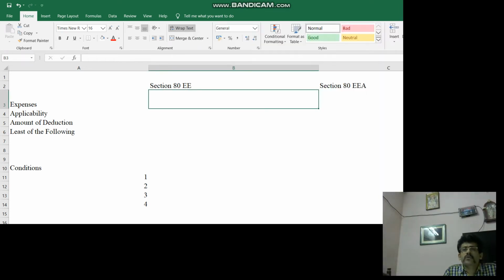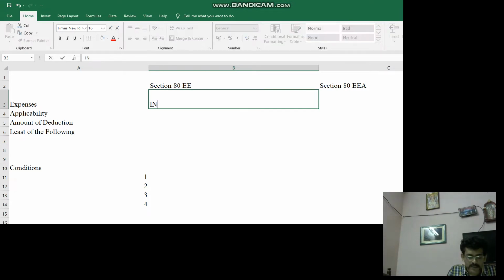Okay, so now let us go on to section 80EE as well as section 80EEA. Let us try to understand both the sections simultaneously because the expenses are the same, the applicability is the same, the conditions are different, the amount of reduction is different. So what is the purpose for which 80EE can be taken?